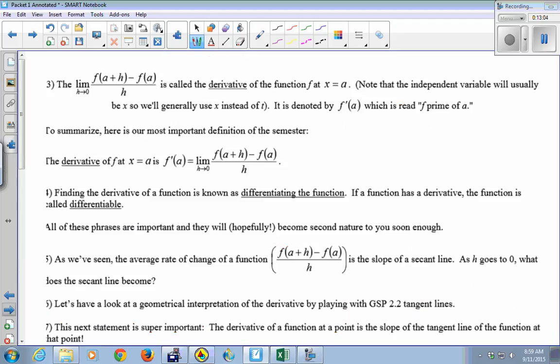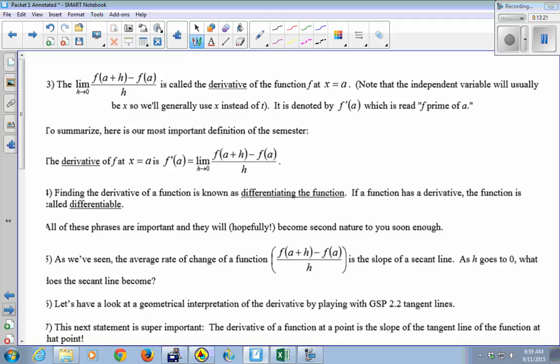Okay, so the limit as h goes to 0 of f of a plus h minus f of a over h. That's called the derivative. So we know it as the slope of the tangent line. We know it as instantaneous rate of change. We now know it as the derivative of the function at x equals a.